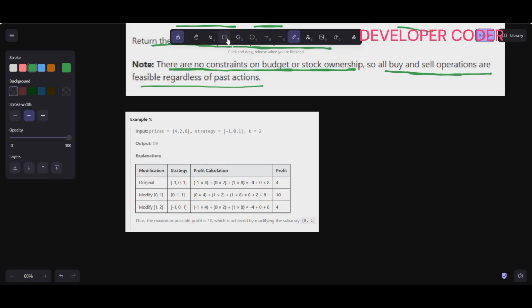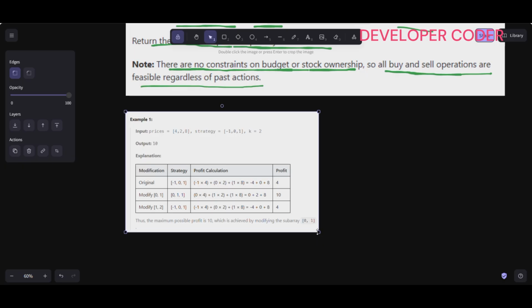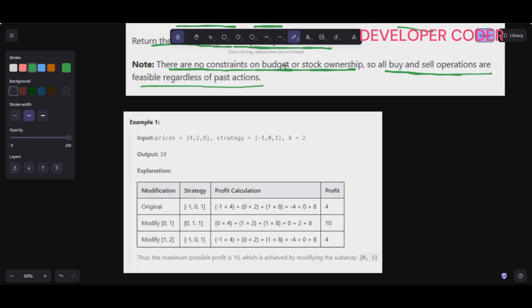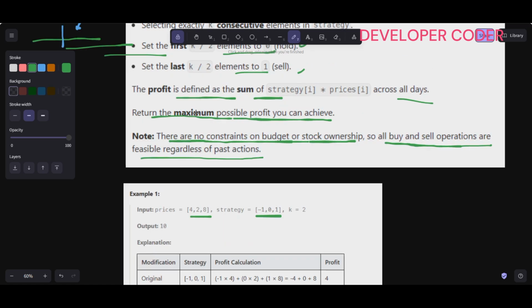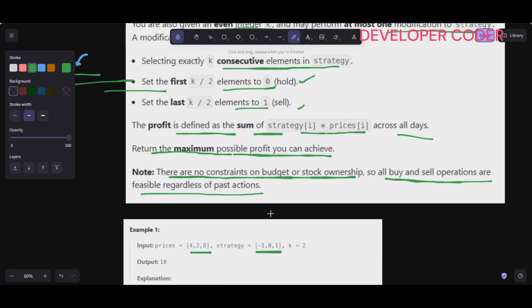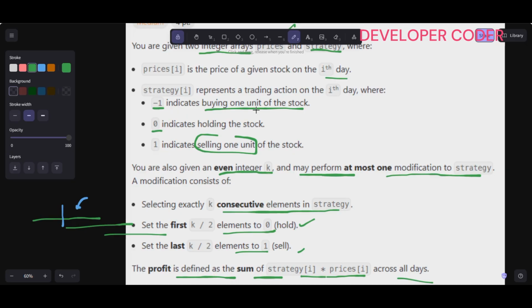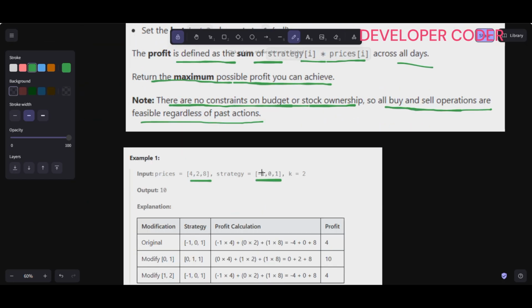All right. So here in this example, if you see, my prices array is like this: 4, 2, 8, right? And my strategy array is like this: -1, 0, 1, right? And here, if I want to write the profit, how am I going to write it? I have to write it like this: strategy[i] times price[i] across all days. So here -1 is nothing but indicates buying 1 unit of stock, right? So -1 indicates buying 1 unit of stock. So here I have to write -1. Okay, here I am writing the profit since I am buying, right? So I am losing money, right? So here let's say -1 into 4, done.